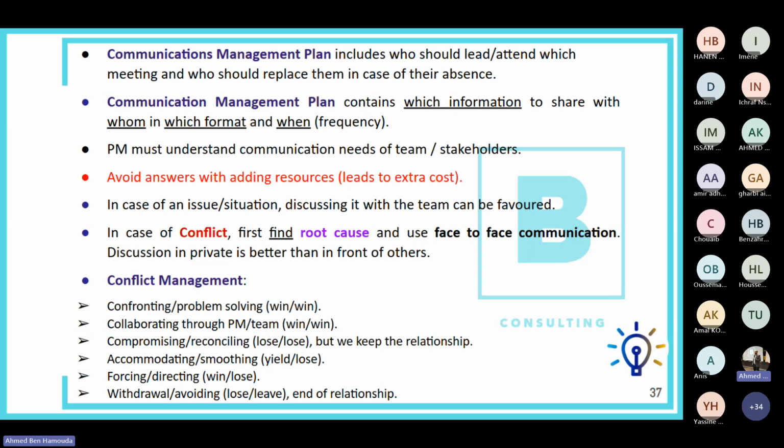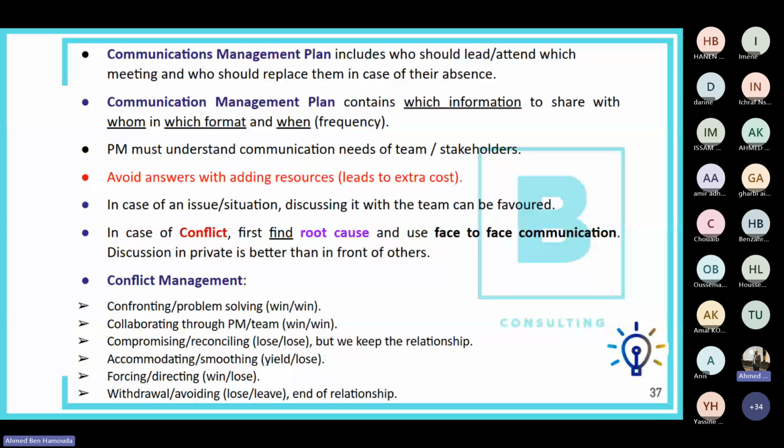Please remember these words. And discussion in private rather than in front of the others. So PMI encourages resolving the conflict in private, not in front of the others, because that might involve sharing some sensitive or personal information, especially in case somebody has got a personal issue with another person and they wouldn't want that in front of the others.